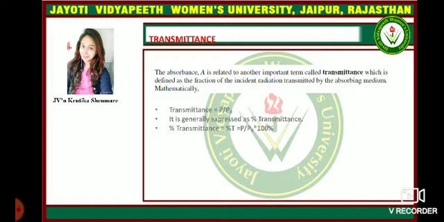Transmittance. What is transmittance now? The absorbance A is related to another term called transmittance, which is defined as the fraction of the incident radiation transmitted by the absorbing medium. Transmittance is equal to P by P0. It is generally expressed as percent transmittance.